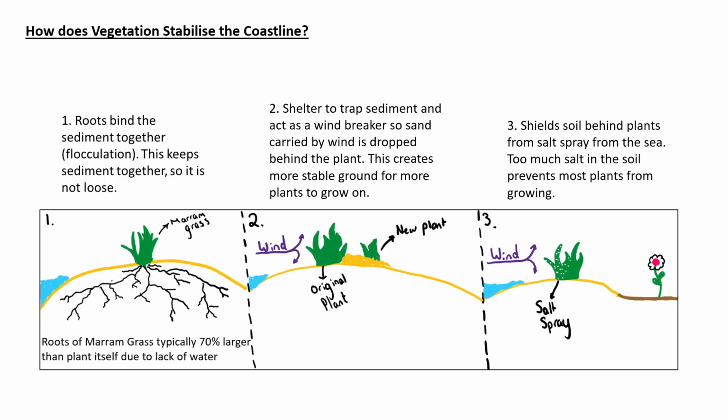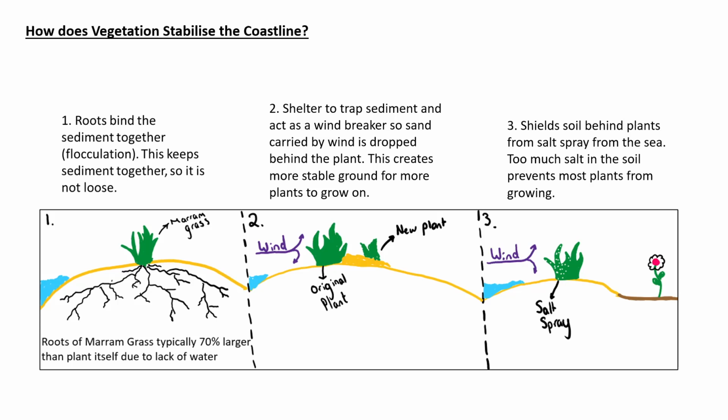So if the roots were weak, then you'd end up with massive holes and massive gaps in the sand dune. So the roots of marram grass, for example, are 70% larger than the actual plant itself. That's due to a lack of water, really, so the roots can find pockets of water, but that inadvertently also binds all that soil and sand together.